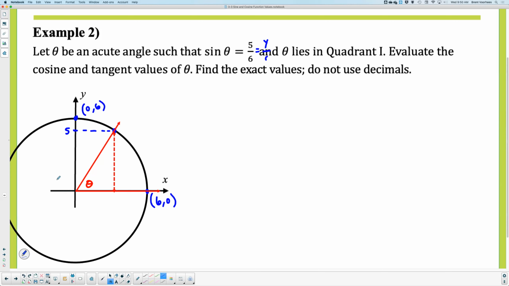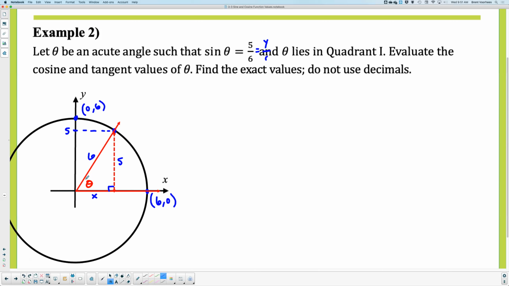All right, at this moment, do we know what the value of y is? 5. Do we know what the value of x is? 6 goes to here. Do I know what the value of this x is right here in the triangle? No, I don't know x, but do I know what the hypotenuse or the radius is? Yes, I do. What's the radius? 6, that goes here. So what's the only part I'm missing? This x value for the triangle.